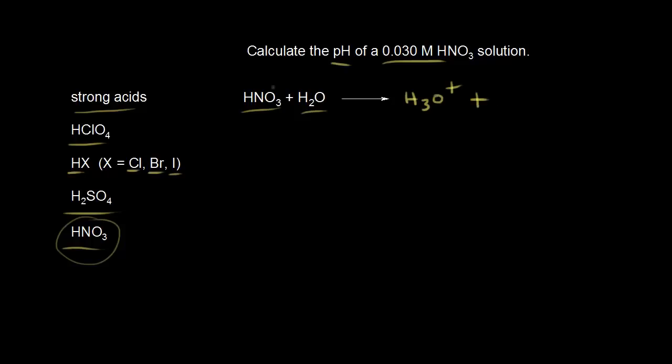If HNO3 loses a proton, we're left with NO3-, or nitrate. Since nitric acid is strong, we get 100% ionization here, and everything turns into our products. And so if this is our concentration of HNO3, this would also be our concentration of hydronium ions. So the concentration of hydronium ions is 0.030 molar since we're dealing with a strong acid.